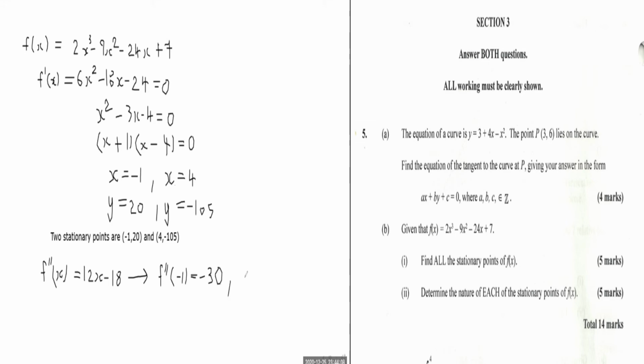All right. So negative 30, as we can see right here, is less than 0. And so that's the maximum point. When it is less than 0, this is the maximum point. And so we can conclude that minus 1, 20 is a maximum point.